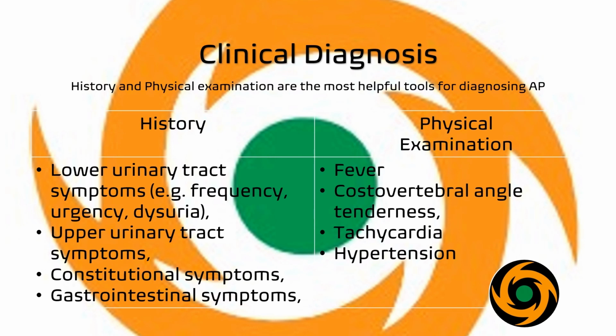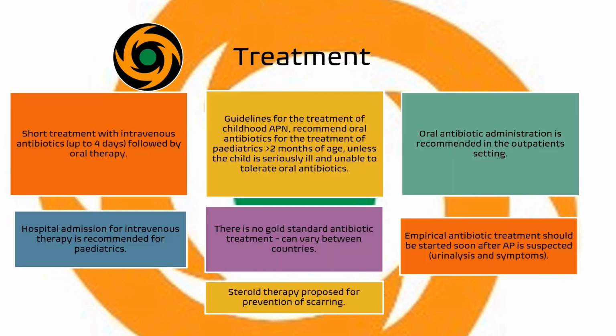Upper urinary tract symptoms as well, constitutional symptoms, and also gastrointestinal symptoms. Physical examination is important, where health professionals need to establish whether individuals or recipients have fever, costovertebral angle tenderness, tachycardia, and also symptoms of hypertension.